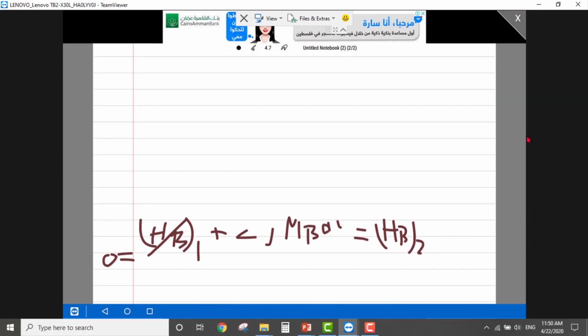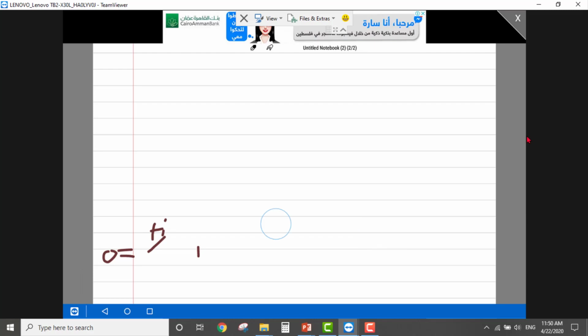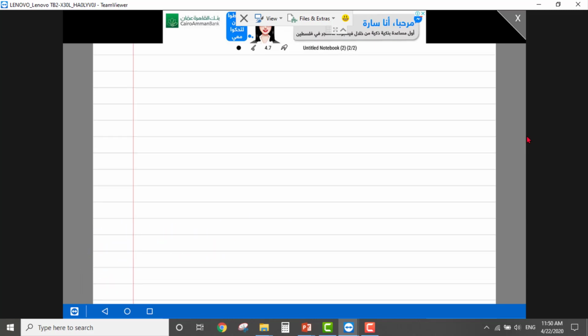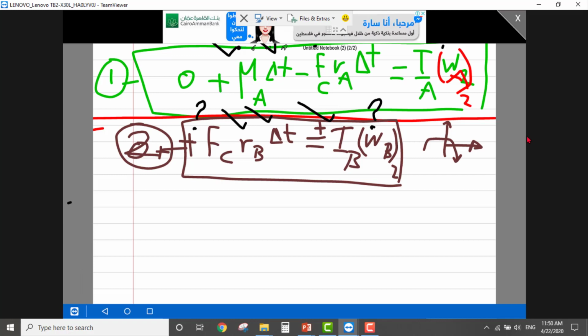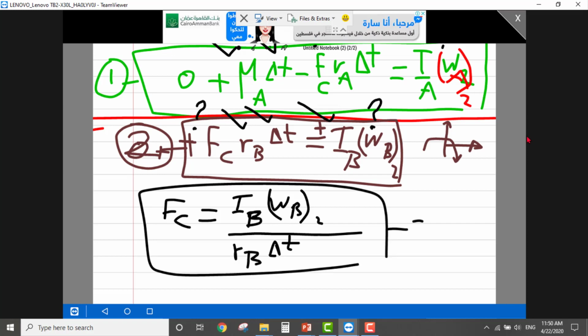Let me erase it very well. So let me write equation 2 in terms of FC. So FC will equal IB multiplied by omega B at state 2, divided by RB delta T. And I will name this equation 2 instead of this one.